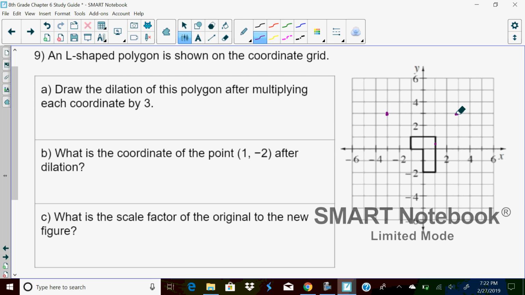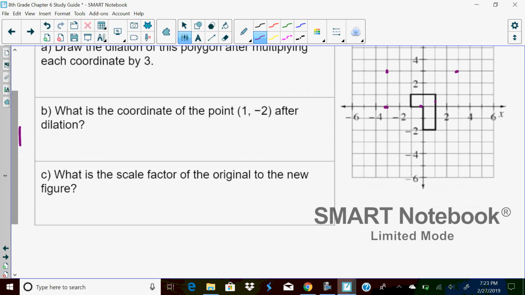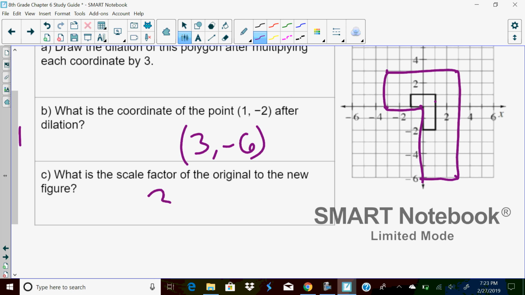Negative 1, 0 will become negative 3, 0. 0, 0 is going to stay 0, 0. 0, negative 2 is going to 0, negative 6. So our shape is going to look like this. It says, what is the coordinate of 1, negative 2? It's 3, negative 6. It says, what's the scale factor? It's 3.